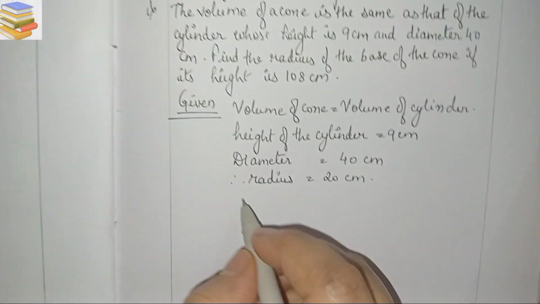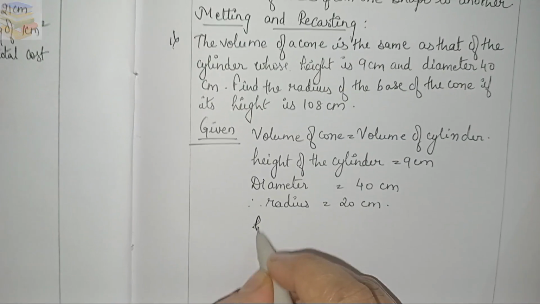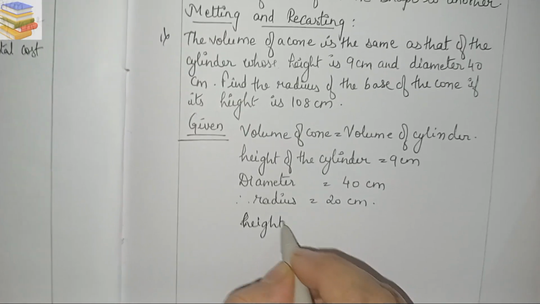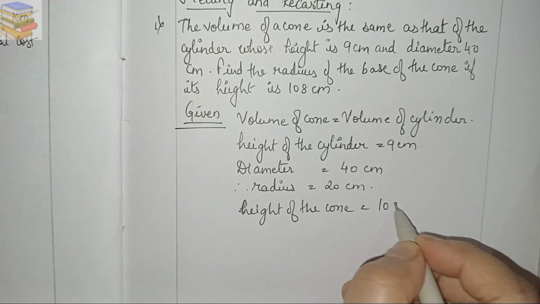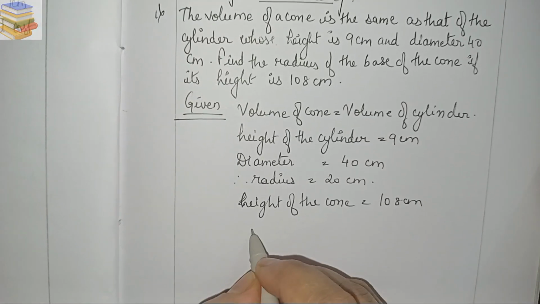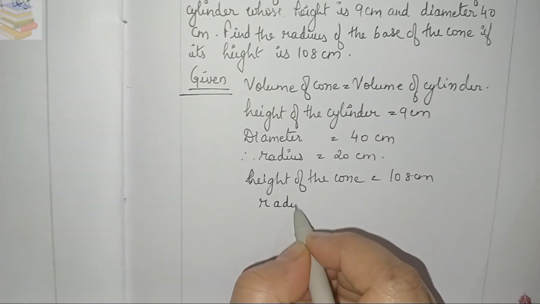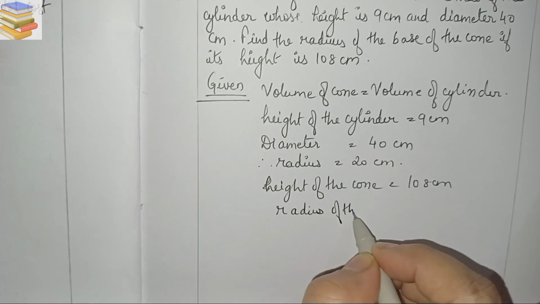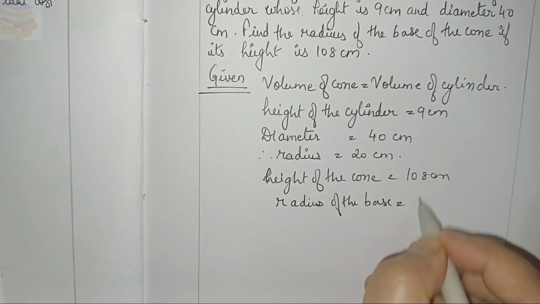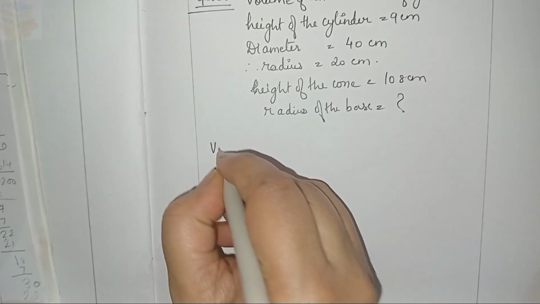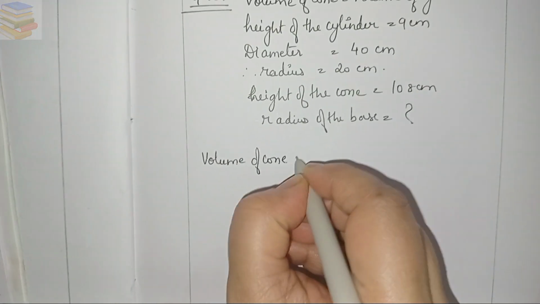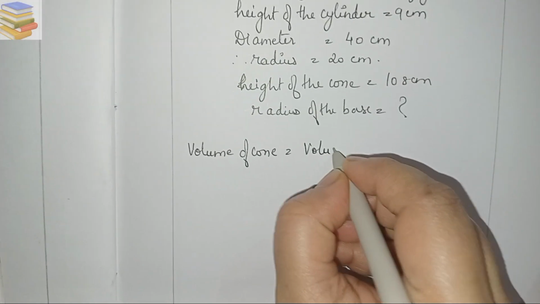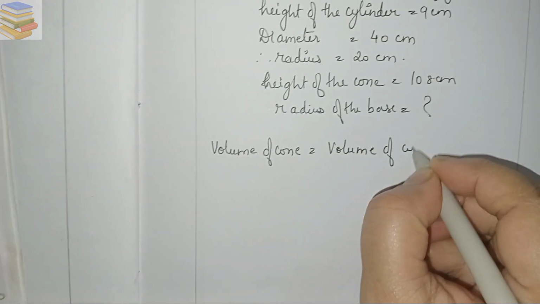Similarly, for the cone, they have given you the height. Height of the cone is 108 centimeters. You have to find the radius of the base of the cone. As we know, volume of cone is equal to volume of cylinder.